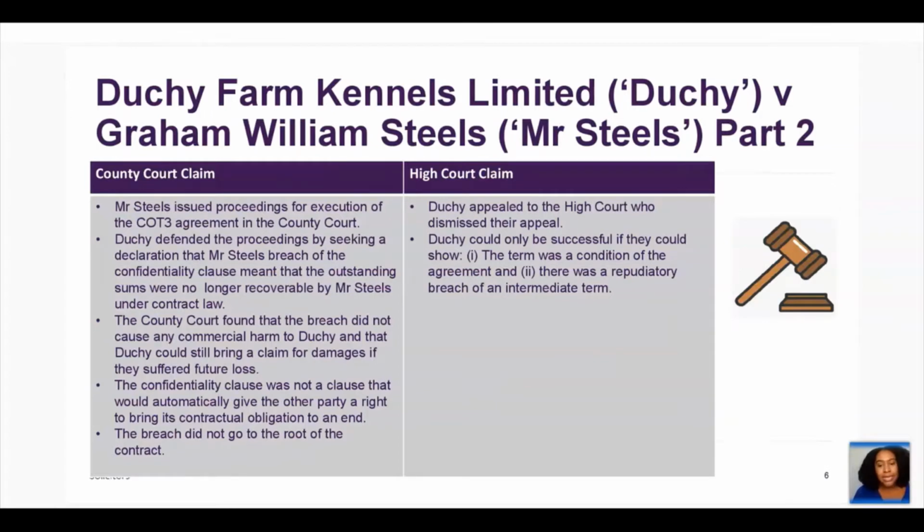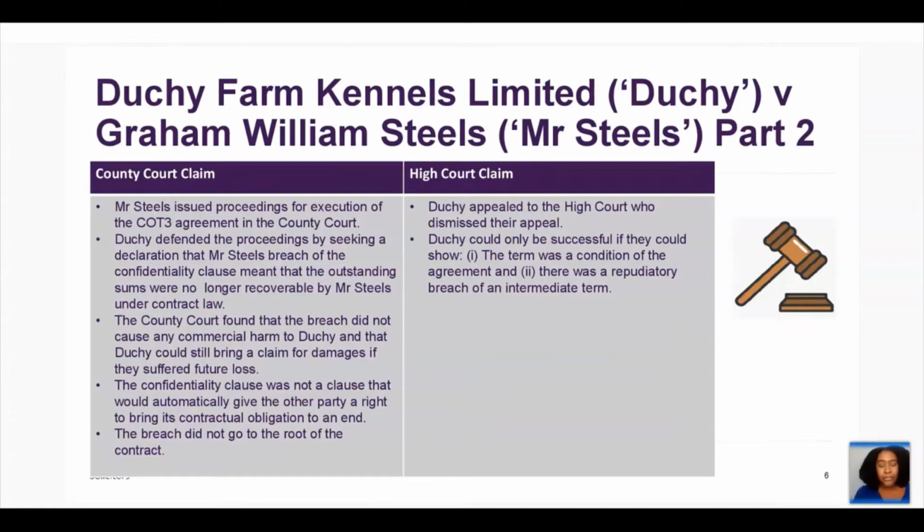The court needed to decide whether, from the perspective of a reasonable person in the position of the innocent party, Mr. Steels had clearly shown an intention to abandon and altogether refuse to perform the contract. They found not, as the breach was never likely to cause any commercial problems for Duchy, and the risk of copycat claims was very remote, especially given that the sum was not large.